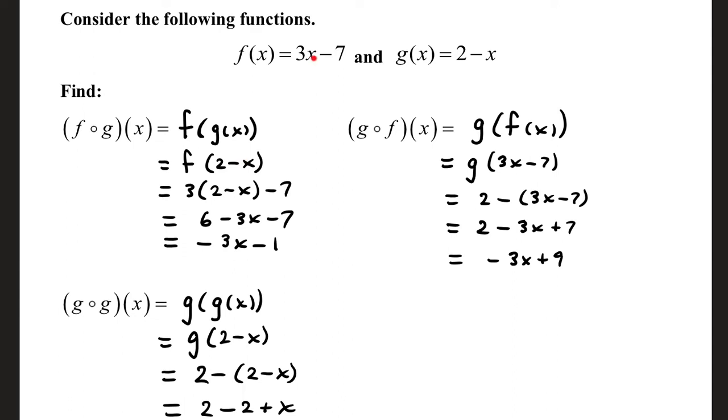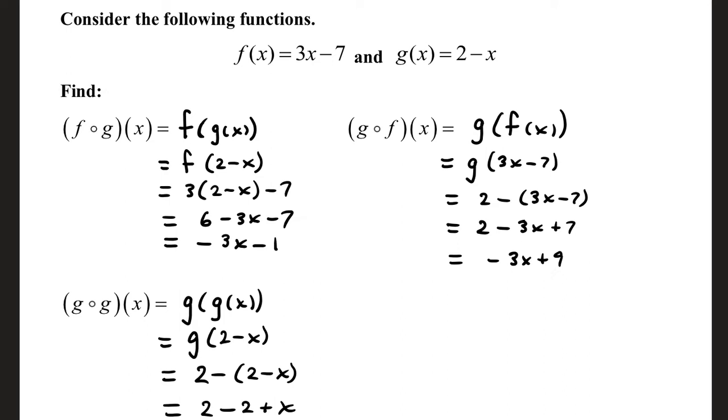When you go to function f, the only place to substitute is behind the 3. So 3 times 2 minus x, minus 7. That's 6 minus 3x minus 7. Combining like terms is negative 3x minus 1. Your compositions can be written in various forms.